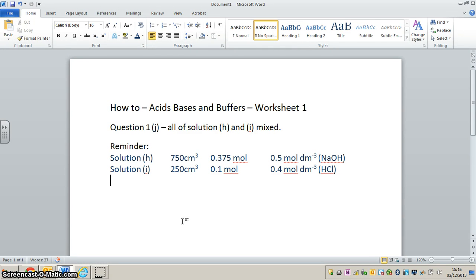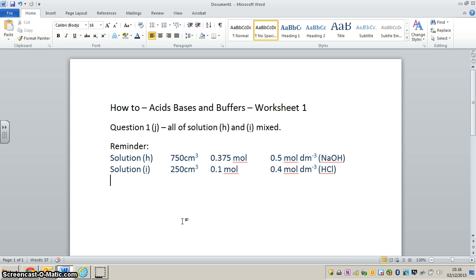Okay, so now we're looking at question 1, section J, which obviously requires you to have done sections H and I first. And this is about what is the pH of a solution of mixing all of H and all of I. And what I've done on the screen to start off with is I've put some of the calculation parts to both of these sections of the worksheet.